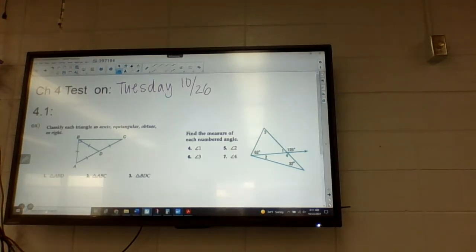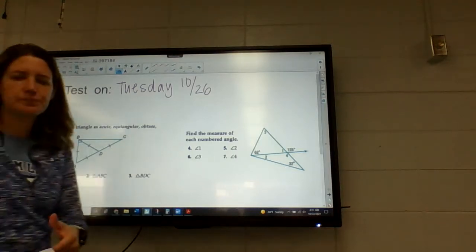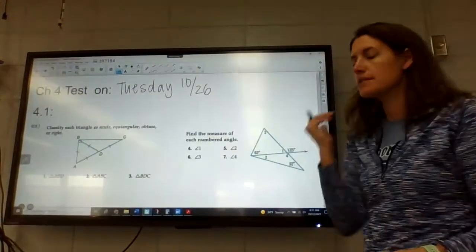It's about the angles of a triangle adding up to 180. So we call that triangle angle sum.